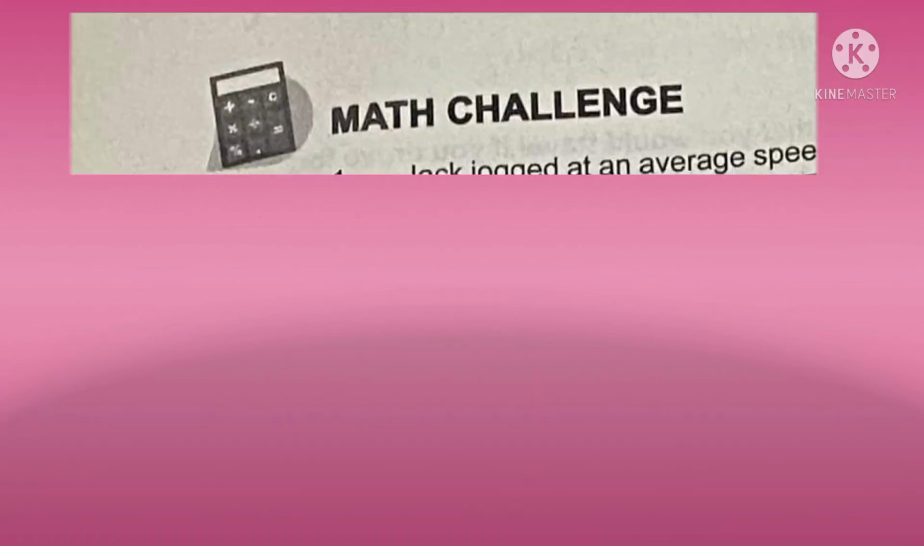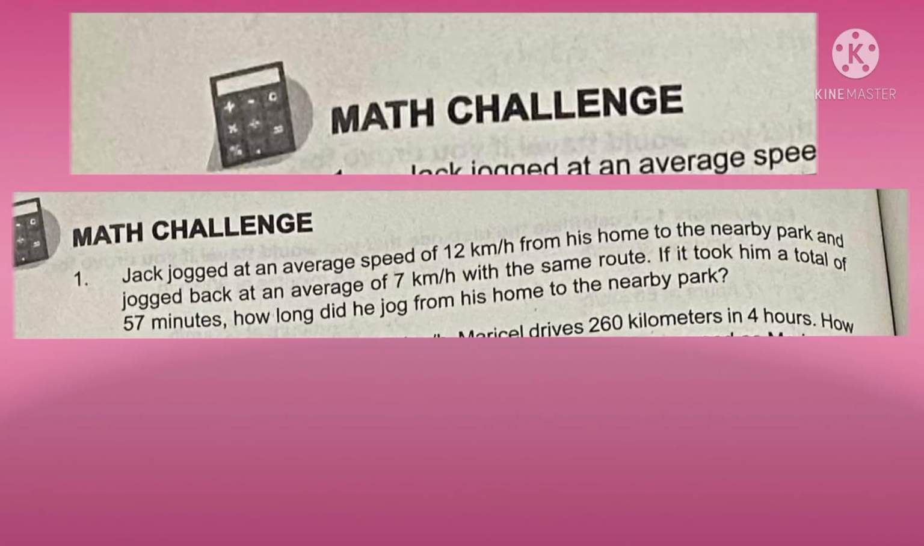Math challenge number 1. Jack jogged at an average speed of 12 km per hour from his home to the nearby park and jogged back at an average of 7 km per hour with the same route. If it took him a total of 57 minutes, how long did he jog from his home to the nearby park? Again, let's analyze and understand what is being asked.